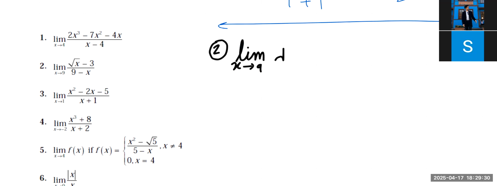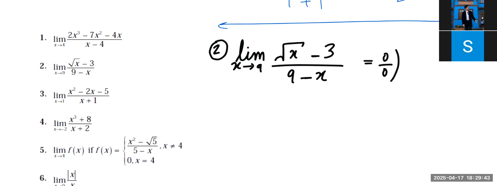So first of all, without actually writing it down, we can already see that if I plug in 9 at the top, I have root of 9, which is 3, and 3 minus 3 is 0, and 9 minus 9 is also 0. So this will equal 0 over 0, which means that the actual answer is something real that I need to figure out. Okay, perfect. So let's begin.